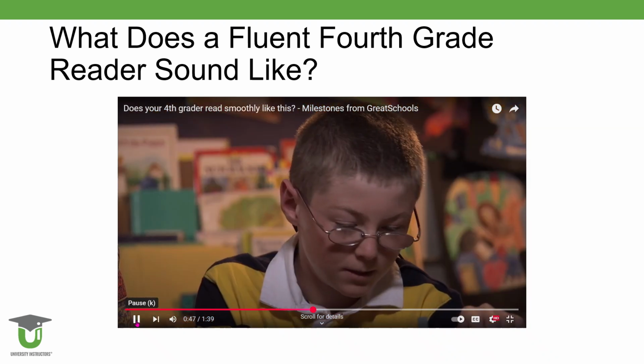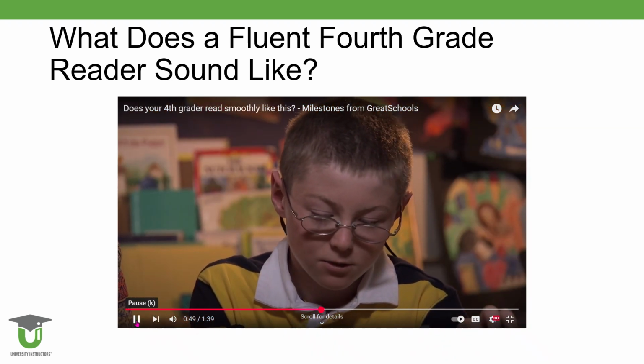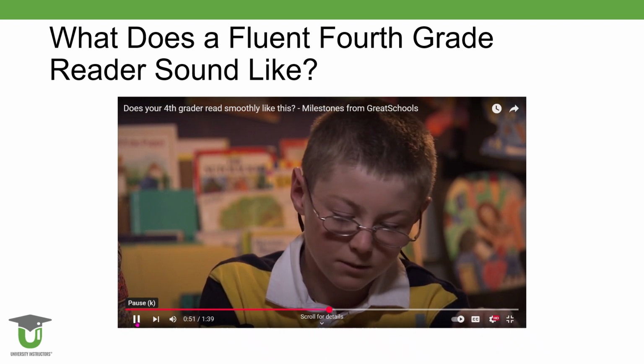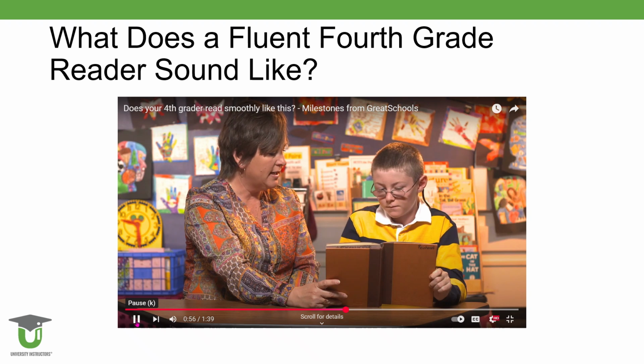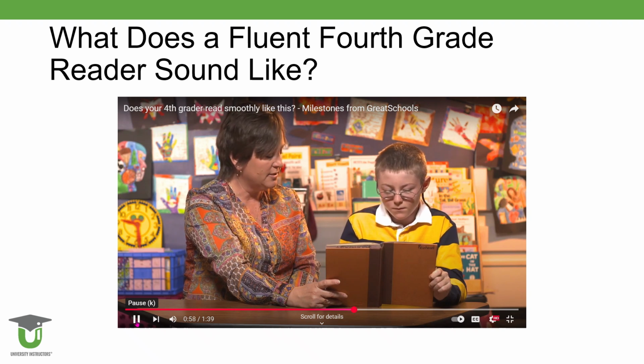A smooth reader still has to understand, so make sure after they've read a bit that you can tell that they're understanding what they read. What can you infer about Danny's relationship with his dad?